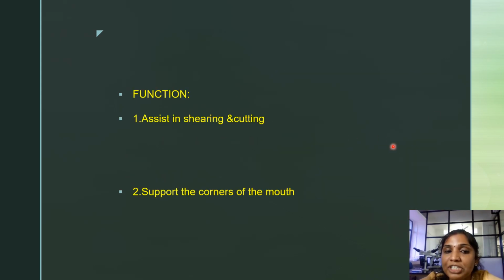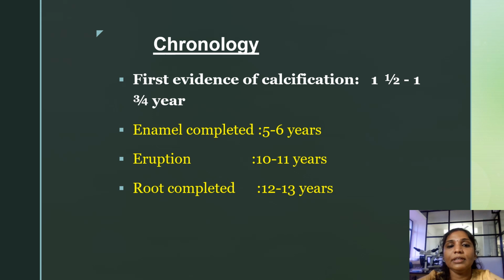What are the main functions of maxillary premolars? That is, first one, they assist in shearing and cutting, and it supports the corners of the mouth. About the chronology, the first evidence of calcification starts at the age of 1.5 to 1.75 years. Enamel completed at the age of 5 to 6 years. Eruption 10 to 11 years, and root completion at the age of 12 to 13 years.